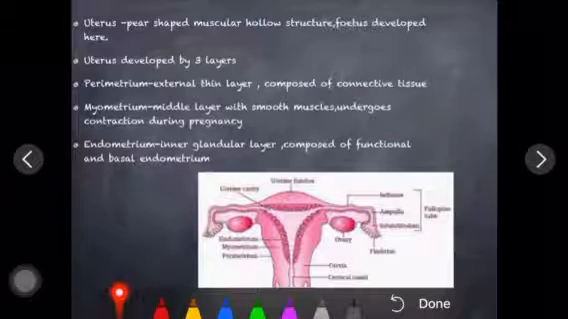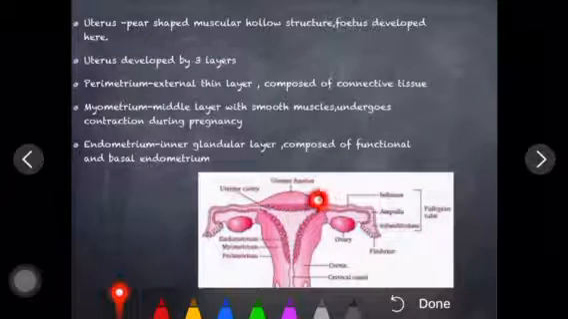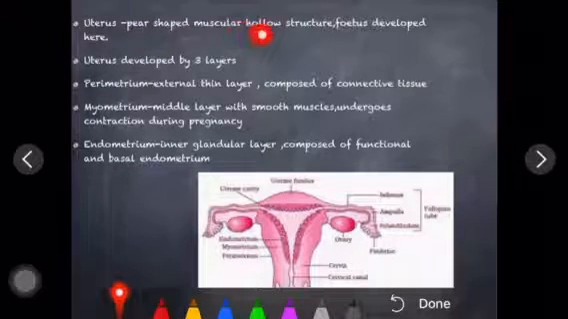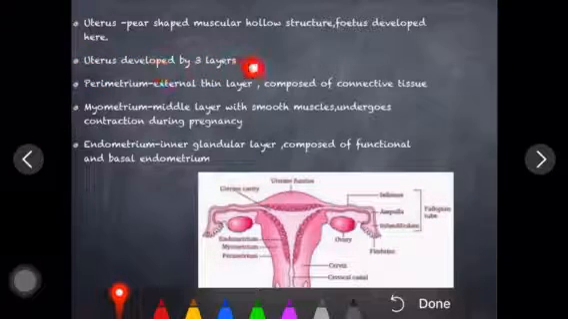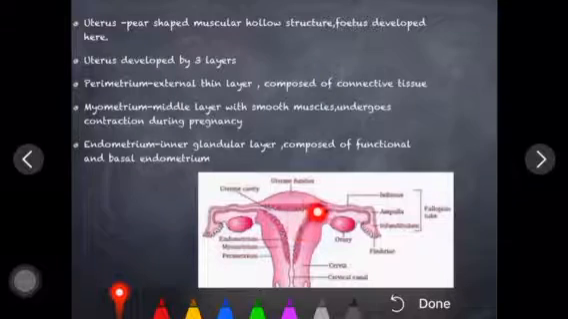So these are the parts of the fallopian tube. Well, next we'll see a few more parts of the female reproductive organ. That is the uterus. It is a pear-shaped structure. This middle portion, the pear-shaped structure, is called the uterus. Here I have mentioned it's a hollow structure and the fetus develops here. The uterus is made up of three layers. Here you have to remember, as you can see, this middle portion is called the uterus.